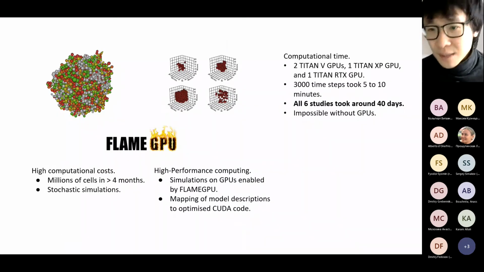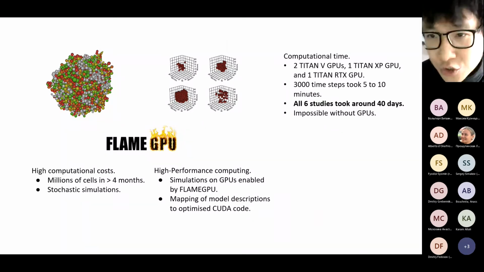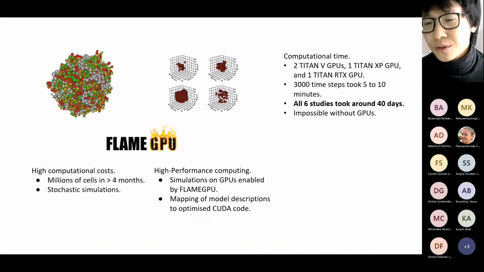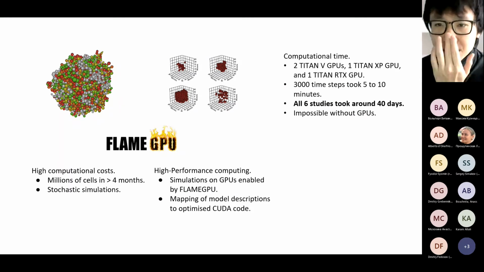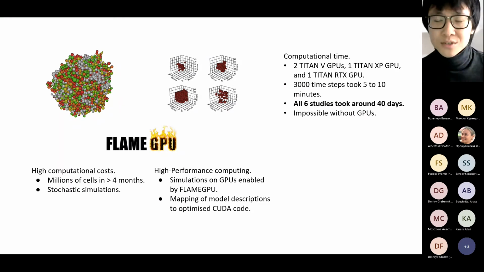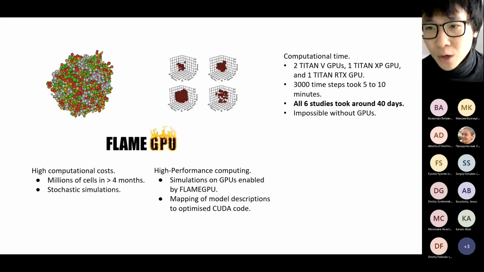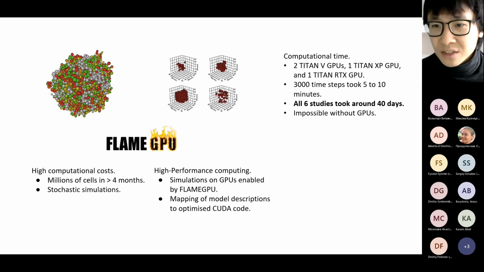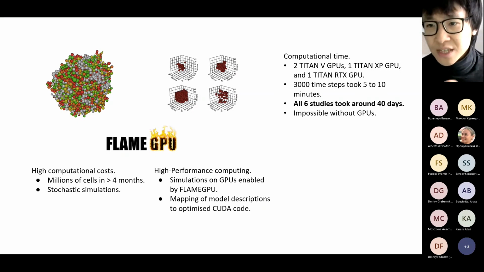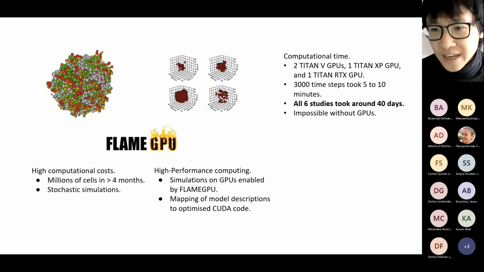And some statistics about the computational time. My colleague and I used 4 GPUs to implement 300 time steps of my model. It took 5 to 10 minutes. And the 6 studies I just reported took 40 days. Without GPUs, you cannot do it.